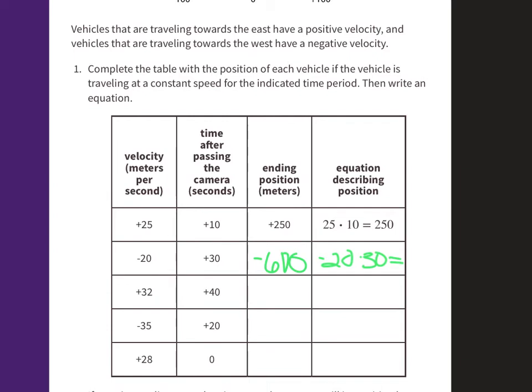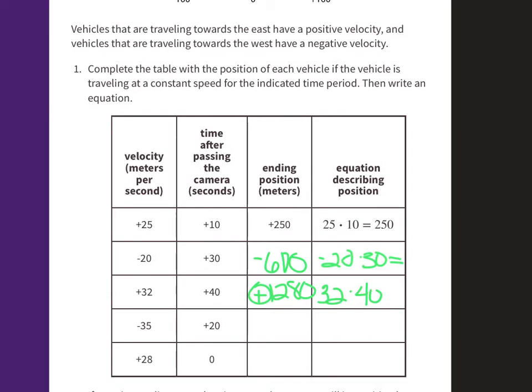Okay, the next one, 32 times 40. So we're just going to go 32 times 40 because it's going to the right. So 32 times 40 is positive 1,280. So remember, the positive here just tells me it's going right from the camera.